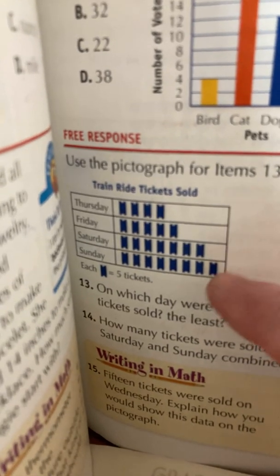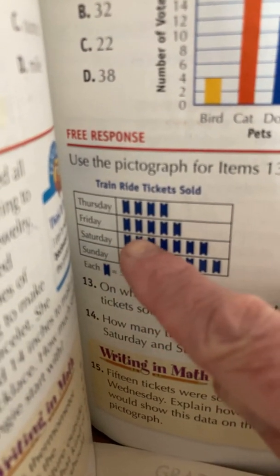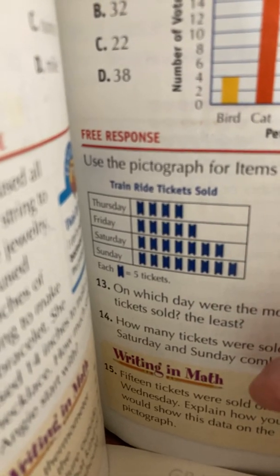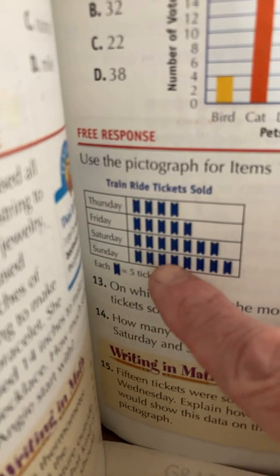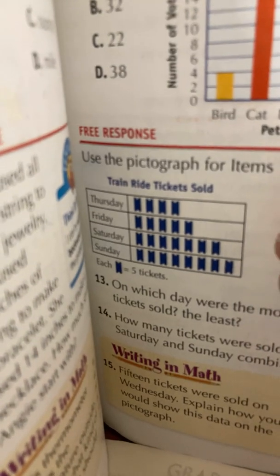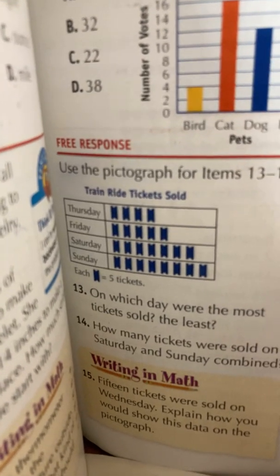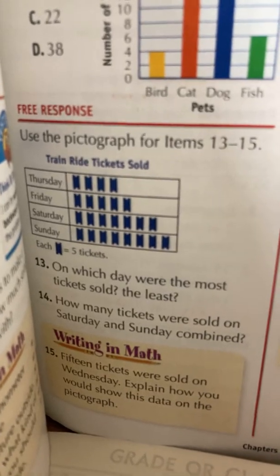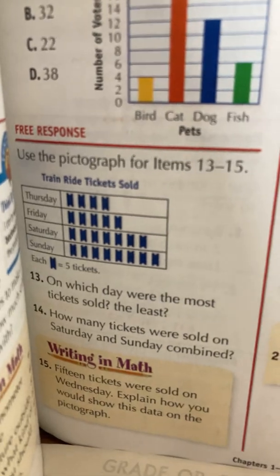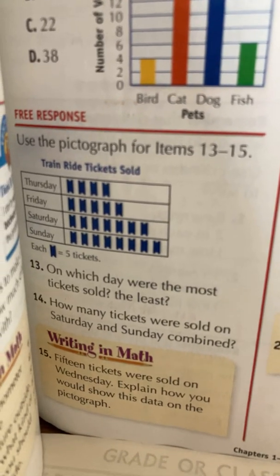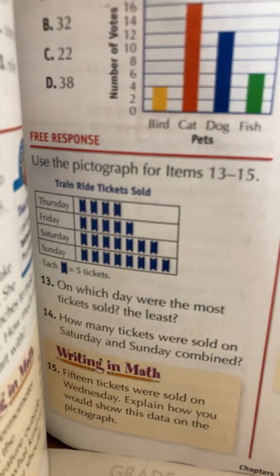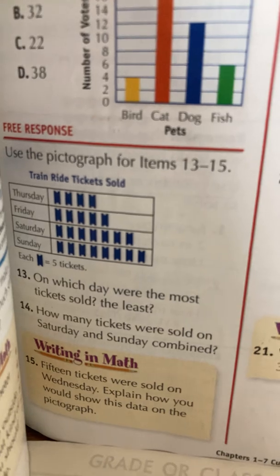Okay, let's just double check and see if that makes sense. 1, 2, 3, 4, 5, 6, 7. 7 5s is 35, right? 1, 2, 3, 4, 5, 6, 7, 8. 8 5s is 40, so 35 plus 40, does that equal 75? It does, doesn't it? So how many tickets were sold on Saturday and Sunday combined? Your answer would be 75 tickets. Okay, you can go back and review this video as many times as you would like, but always remember the key to understanding a pictograph is the key.